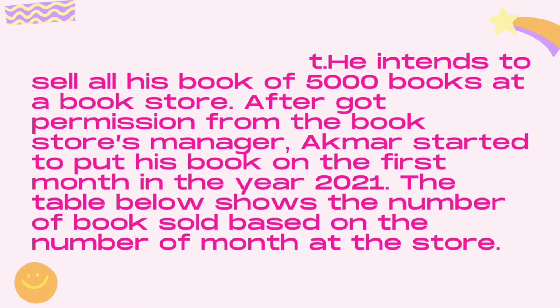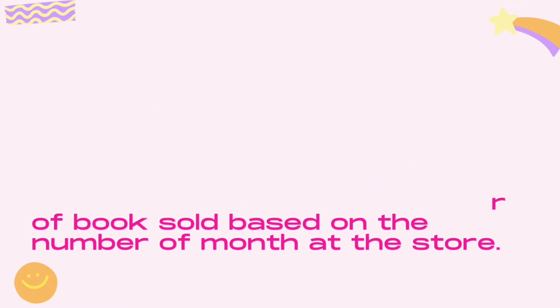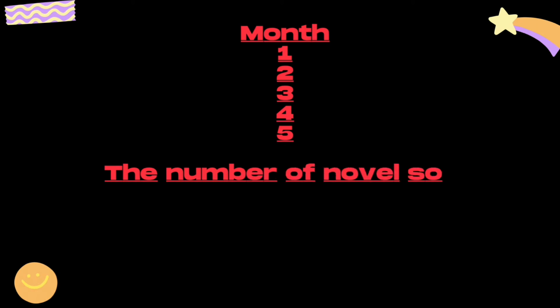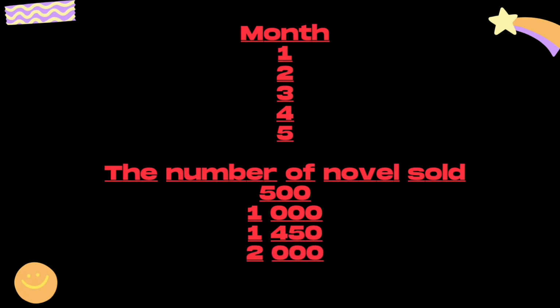Now I would like to share with you the table for the number of books in the bookstore. Let's have a look at the table for the first month, second, third, fourth, and fifth. The number of novel books sold starts with 500, followed by 1,000, 1,450, 2,000, and 2,500. These are the number of novel books sold based on the month.